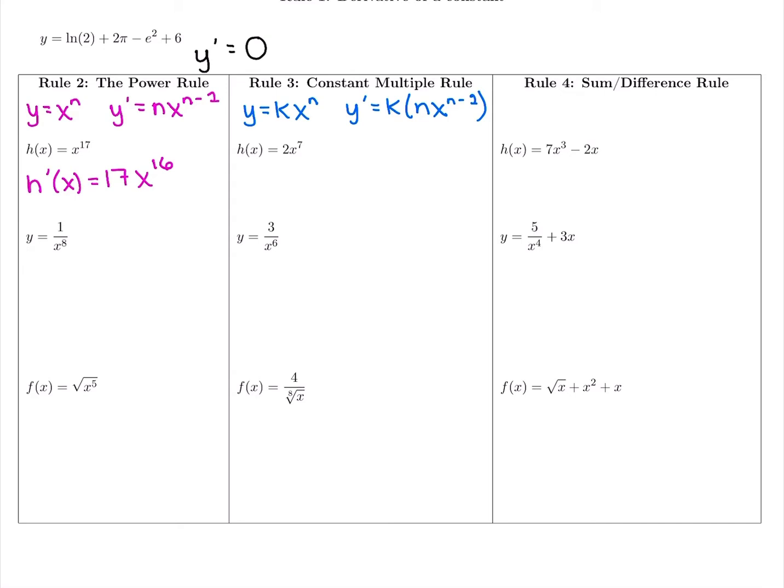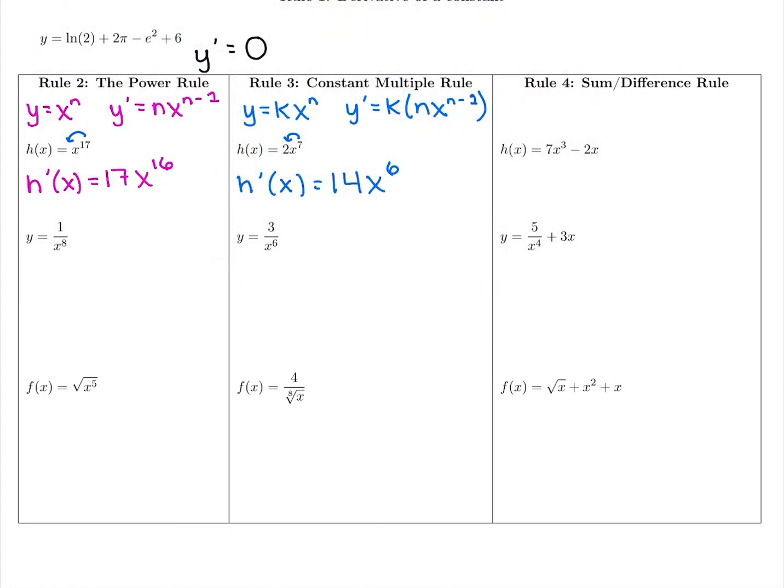If we try that with this first example here, we have h of x. We would do the same thing we just did before. We brought down the 17 and raised x to the 16. Now we have some different numbers, but I'm going to call the derivative h prime of x still. And I'm going to keep that constant multiple 2 and bring down the 7. So 2 times 7 is 14. And then we have x to the 7 minus 1, which is the 6.